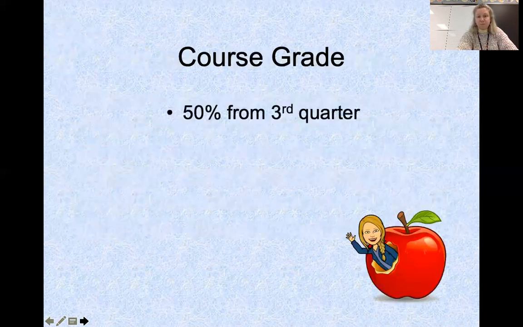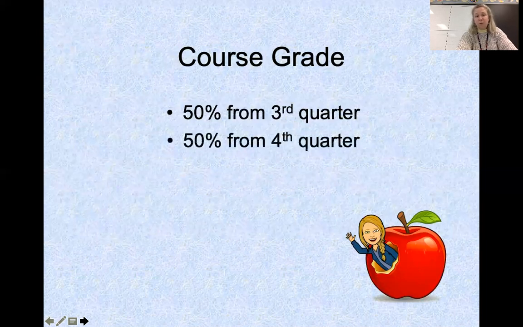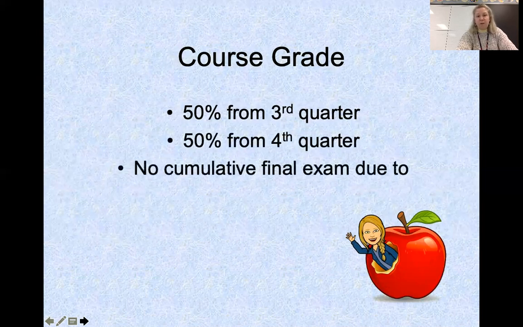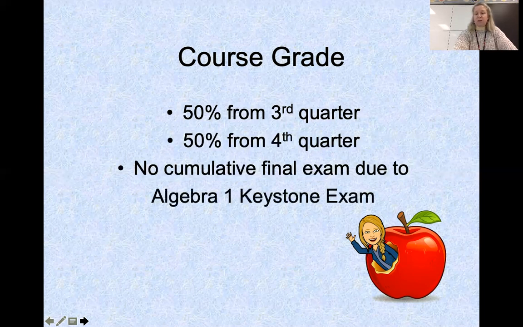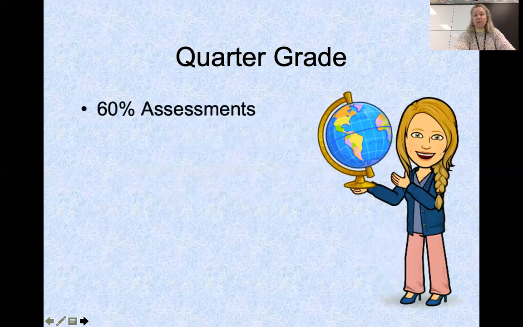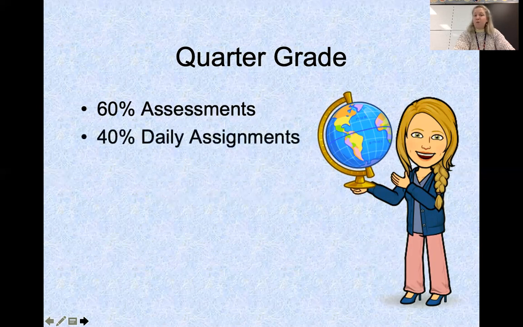The course grade is 50% from the third quarter, 50% from the fourth quarter. The plan right now is to not have a cumulative final exam, since we are planning to take the Algebra 1 Keystone exam in May. The quarter grade, 60% of the grade comes from assessments, quizzes, tests, big projects, and 40% will come from daily assignments. Daily assignments include assignments done in class, assignments done to check our understanding, as well as assignments done for homework that are not completed in class, which they'll finish up for homework.